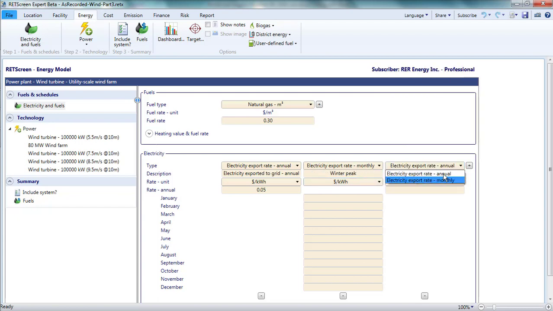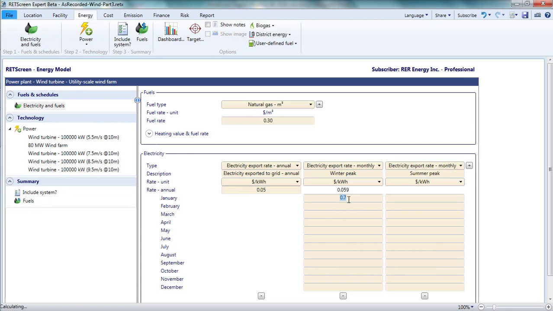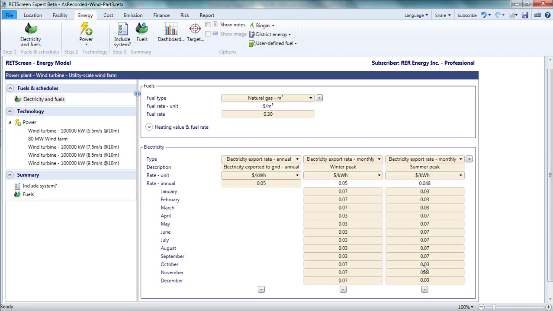For Winter Peak, I'll assume that the price is 7 cents per kilowatt hour for October through March and 3 cents per kilowatt hour for April through September. For Summer Peak, it will be the reverse. RETScreen calculates the annual average rate. It appears to be 5 cents per kilowatt hour for all three rates. If I select the text for monthly rates, I see that it is not exactly 5 cents. This is not an error.